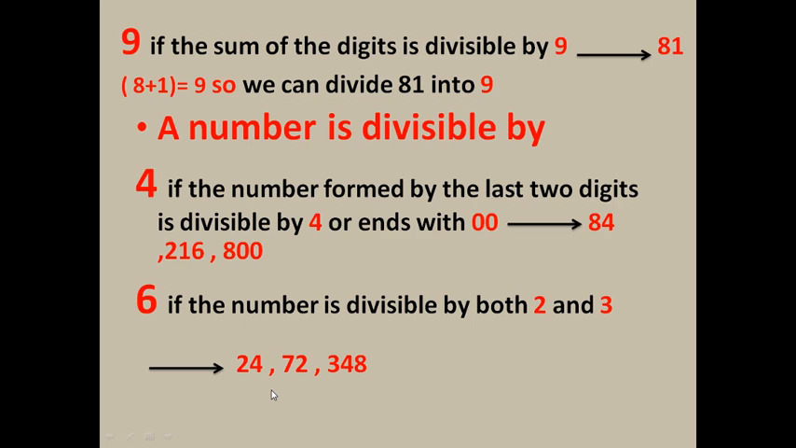Now here for example 72, we can divide 72 into 2 without any remainder. Yes, and we can divide 72 into 3 without any remainder. Yes, so 72 also is divisible by 6. We can divide 72 into 6 without any remainder. And for this number also.